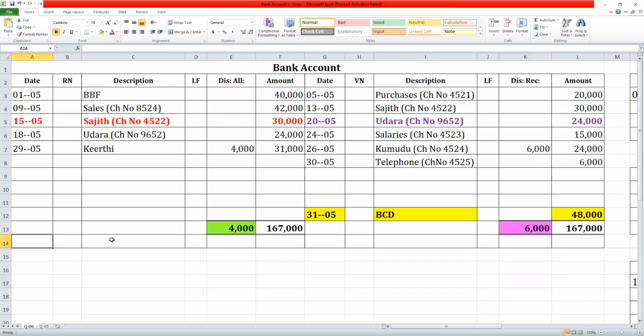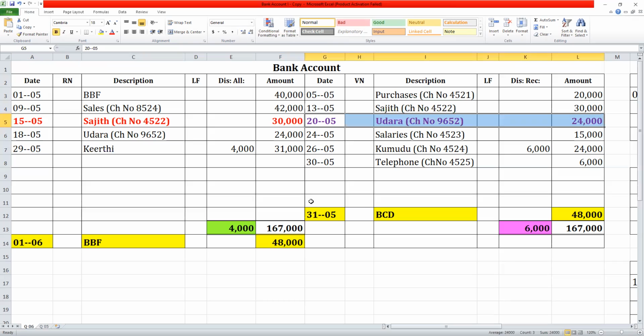On the following month, 1st of June, the balance brought forward is 48,000. So this is the answer of the first question. I have included two new adjustments here: this is an issued dishonored check and this is a deposited dishonored check.